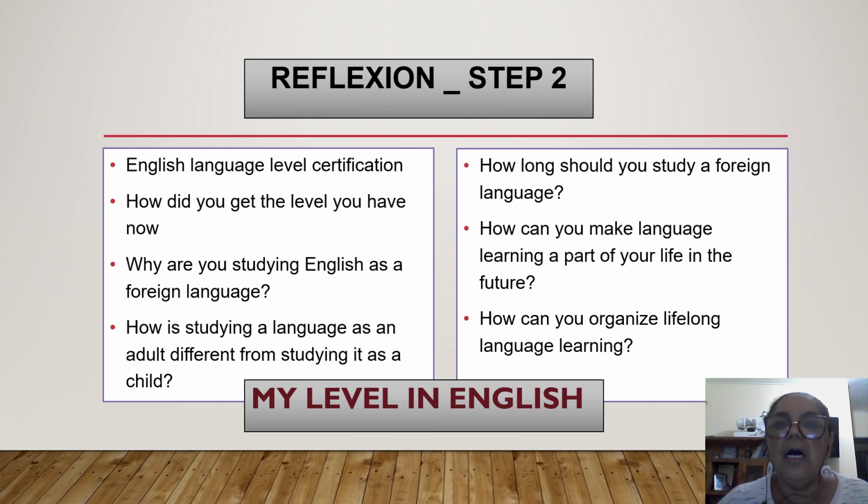Finally, how can you organize lifelong language learning? For me, this answer is synthesized in two words: systematicity and perseverance. It is what I lack because I protect myself at work and my other occupation.